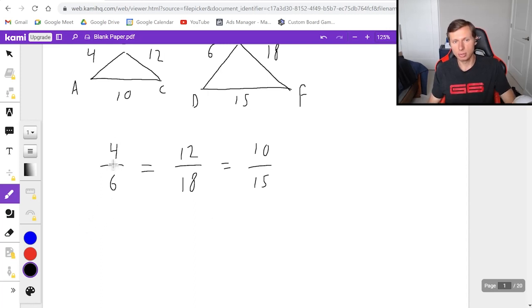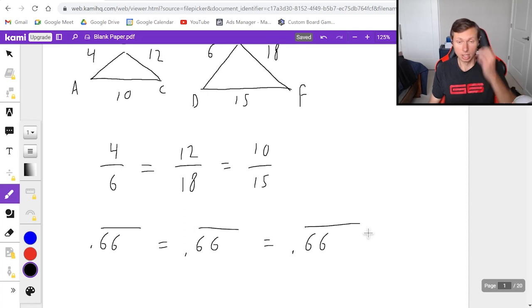Let's see what happens when I reduce. 4 over 6, that's going to be 0.66 repeating. Then we have 12 over 18, which is the exact same thing, 0.66 repeating. And then 10 over 15 is the exact same thing, 0.66 repeating. So in other words, yes, the triangles are similar to each other.